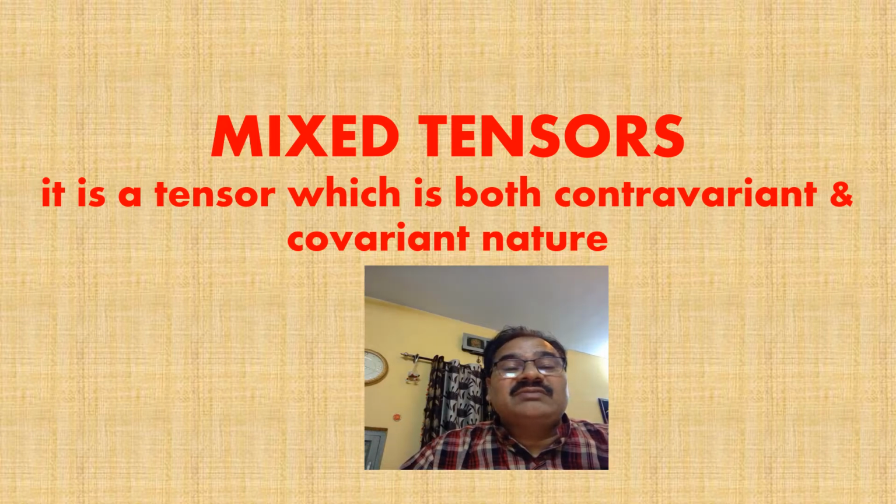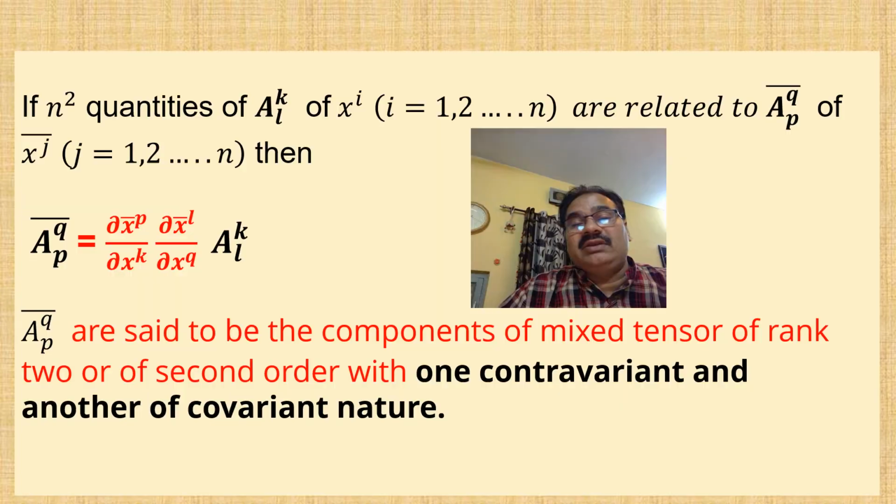The mixed tensor is a tensor which is both contravariant and covariant in nature. How is it? If n square quantities A^k_l (superscript and subscript both) of x^i, where i varies from 1 to n, are related to A bar^q_p of x bar^j, where j varies from 1 to n, then A bar^q_p is equal to ∂x bar^p divided by ∂x^k and ∂x^l divided by ∂x bar^q times A^k_l.